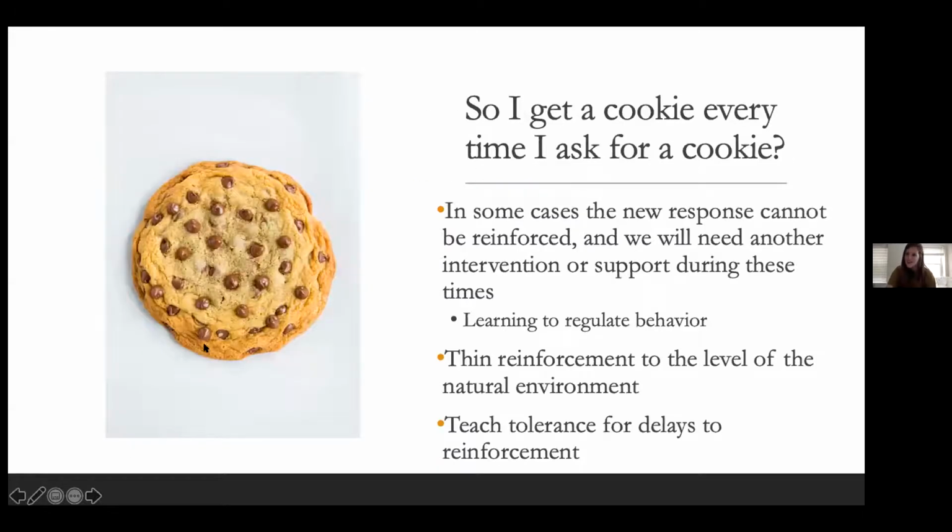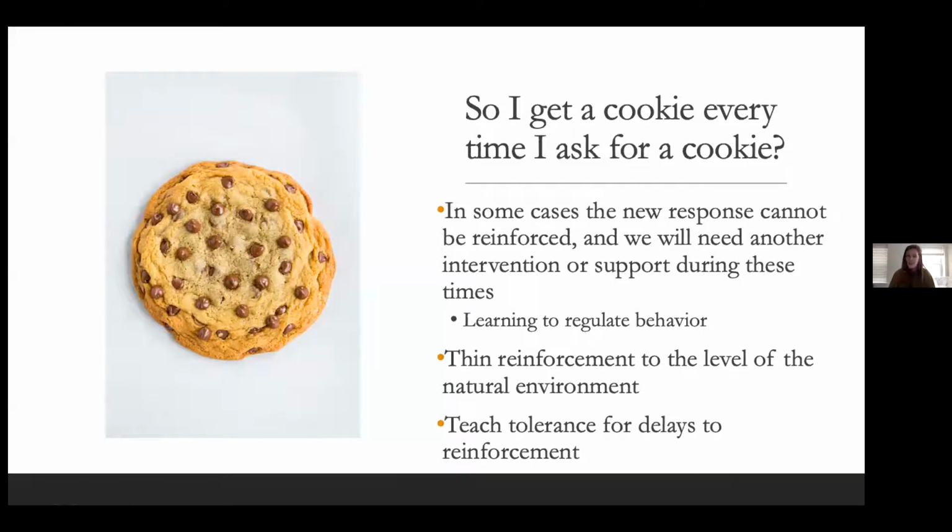So it looks pretty simple, right? Every time I ask for iPad, I get iPad, every time I ask for a cookie, I get a cookie. I wish this was the case, because every time I ask for tacos, I wish that I could have tacos. But that is not how life works. So in some cases, this new response can't be reinforced, and we're going to have to teach other interventions or supports during this time. And that's teaching the kid to learn to regulate behavior.